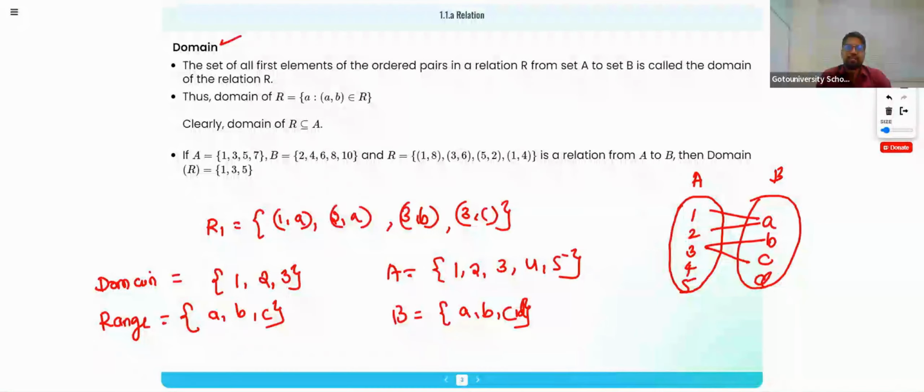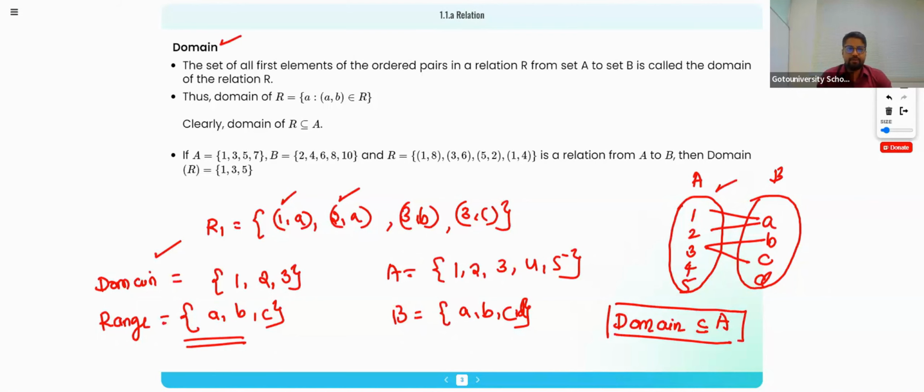And in the relation, set of all the first elements becomes domain, and set of all the second element in the relation or in the ordered pairs becomes range. Okay, right? So now I can say the domain is always either equal to the first set or a subset of this, right? So domain is a subset of the first set. Then what is the range? The range is nothing but what? Subset of the second set, clearly, right?